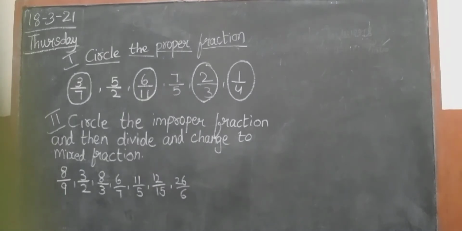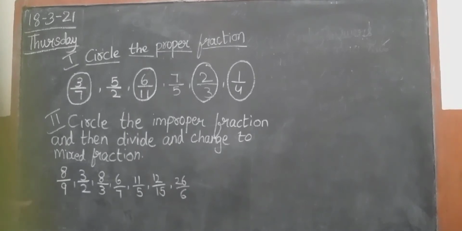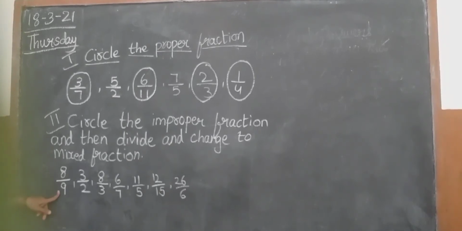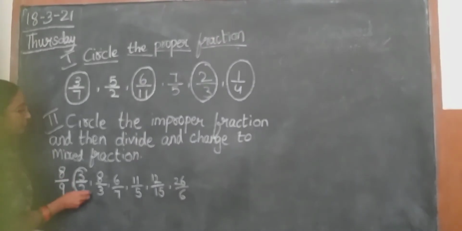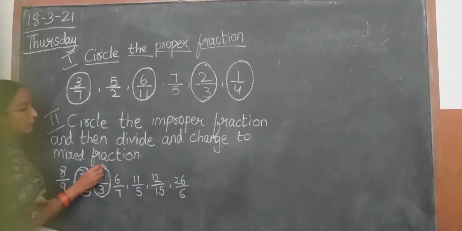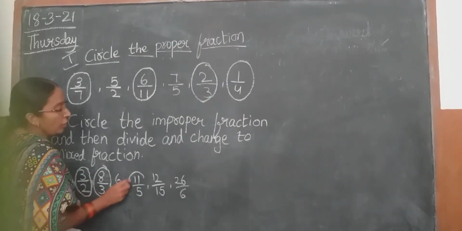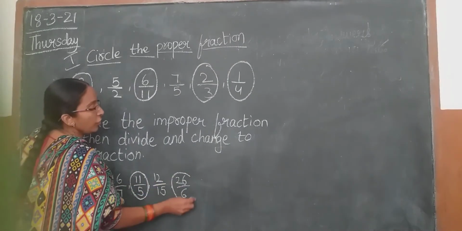Okay, what is an improper fraction? Improper fraction means the top number should be greater than the denominator. Okay? See here, 8 is small, it is not improper. Is it improper or proper? Improper. This is also improper. This is also improper. This is also improper.